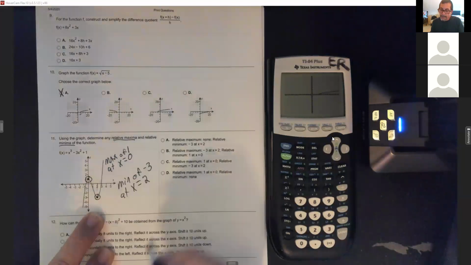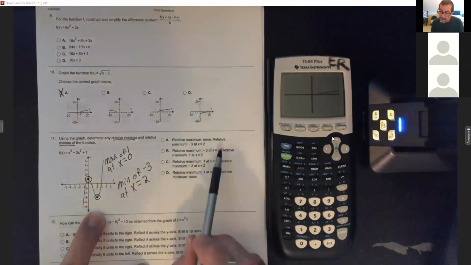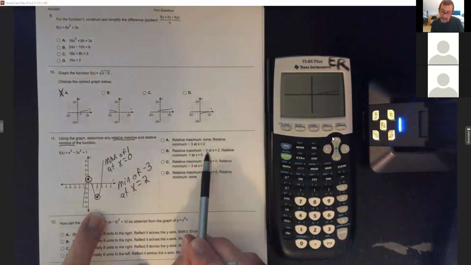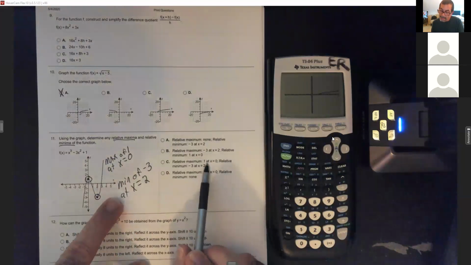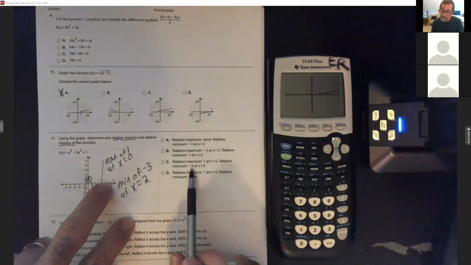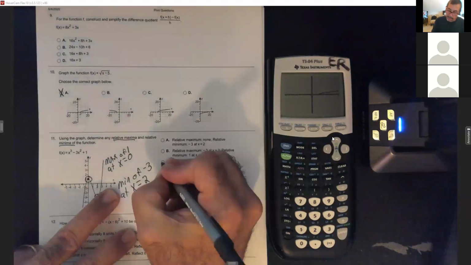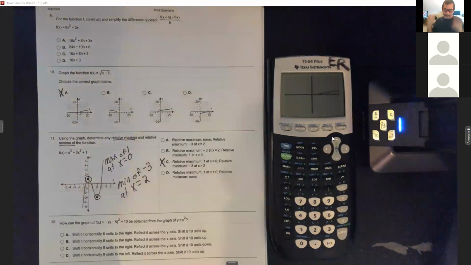2. So let's see, that said none, we know that ain't it. So let's see, negative 3 at x equals 2 for a max. Nope, that was our minimum. Let's see, this one said maximum of 1 at x equals 0, minimum of negative 3 at 2. So we would definitely go with C.